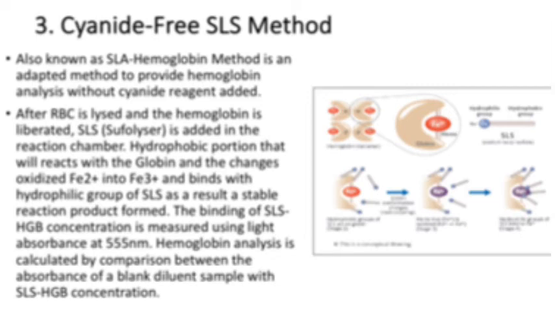The binding of SLS and HGB concentration is measured using light absorbance at 555 nanometers. Hemoglobin is calculated by comparison between the absorbance of a blank diluent sample and the SLS-HGB concentration.